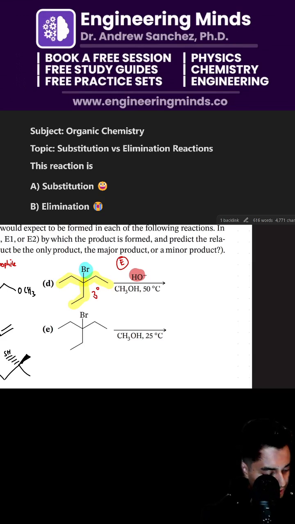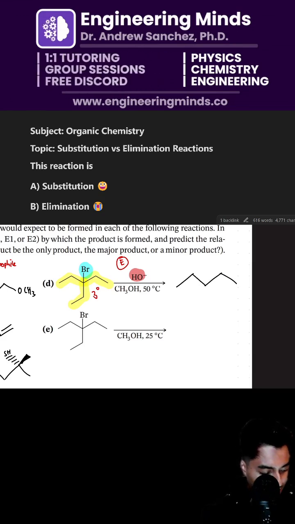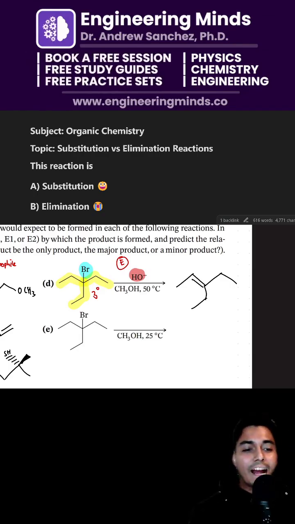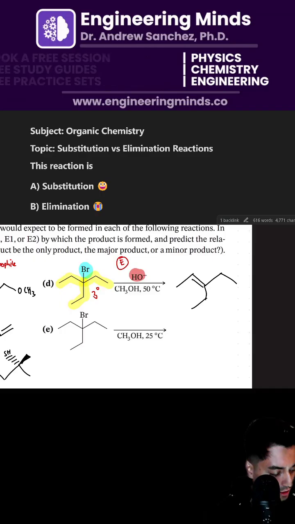So if it's E, we're going to deprotonate that, abstract the proton, and then create an alkene bond. We're going to put an alkene bond right over here.